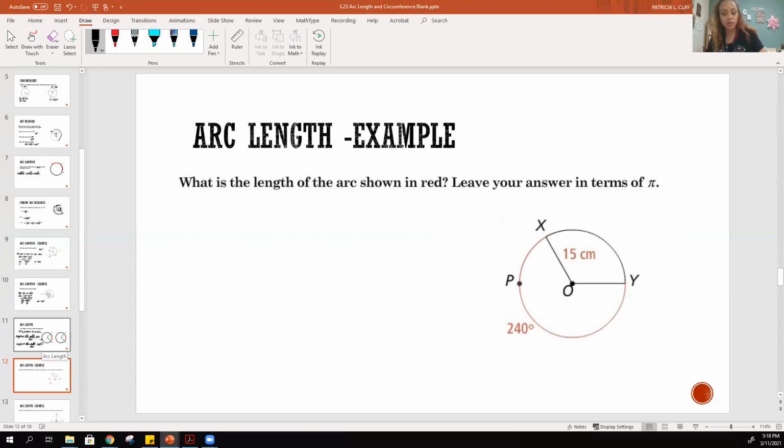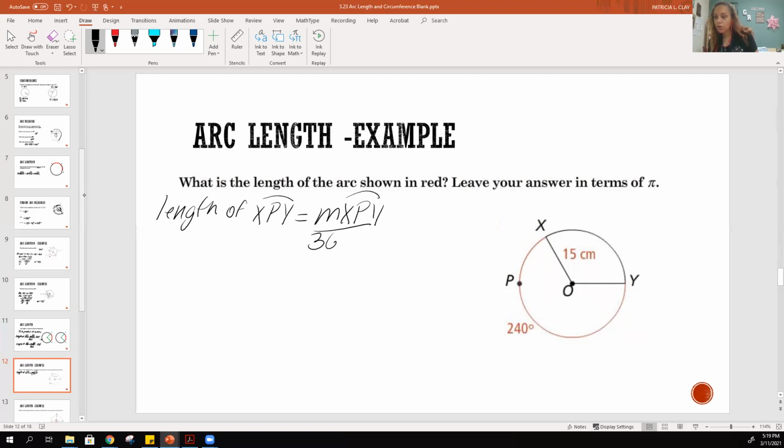Okay, so let's work some examples of this one. Okay, so what is the length of the arc shown in red? Here's our red part. So it's going from X, P to Y. Okay, so let's use our formula. Going to write it down for us. Remember to make sure you always try and put your formulas in your notes. It helps you. And it always helps you on your tests, right? And your homework assignments.